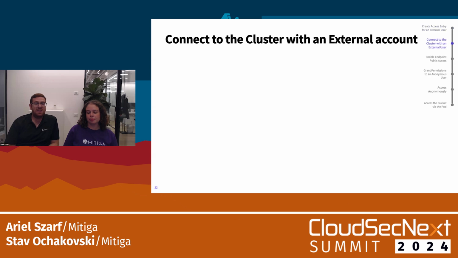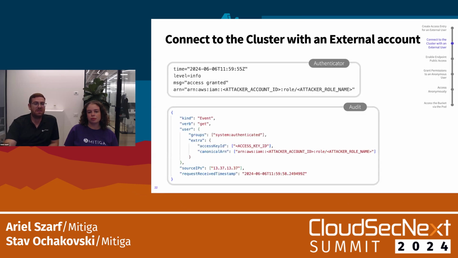After the threat actor created a new access entry that grants their external account access to our cluster, they can connect to our cluster actually whenever they want. Let's see how we can identify these connections in the Kubernetes logs. There are two ways to find connections from external accounts in the logs, in the authenticator log and in the audit log.